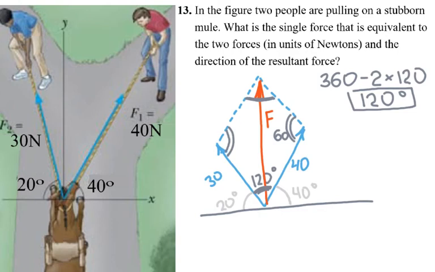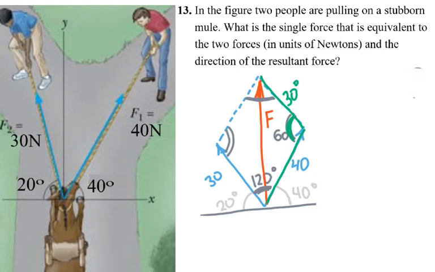Now I'm going to look at this triangle right here. So this is 30 because it's parallel to the force of 30 newtons. And this is 40. And I have 60 degrees. So what I have is side, angle, side. Because I have side, angle, side, I can use the law of cosines to solve this question. It doesn't matter which one I choose for my a, b, and c. I can say the red one is c.